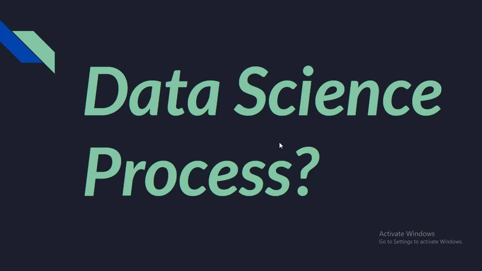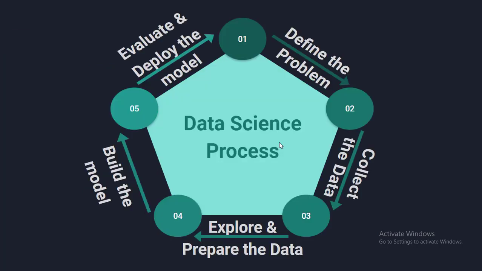Here's a brief overview of the data science process in R. The first step is to clearly define the problem you are trying to solve. This involves understanding the business problem, identifying the stakeholders, and specifying the data requirements. Second step, once you have defined the problem, the next step is to collect the data. This may involve obtaining data from various sources such as databases, APIs, or web scraping.